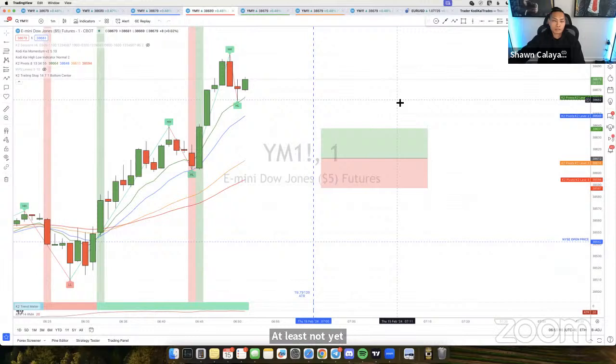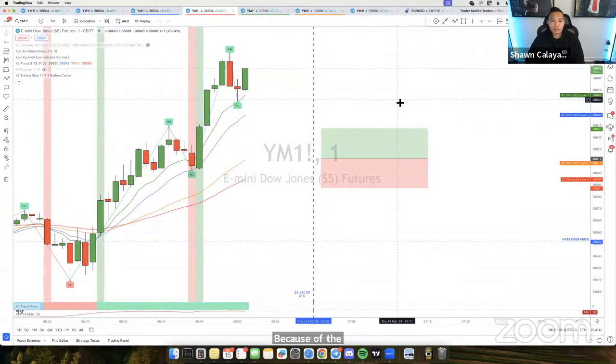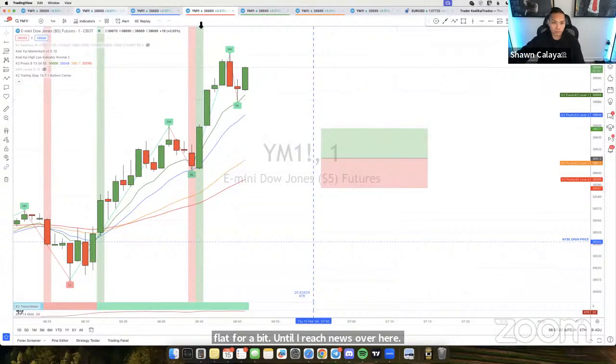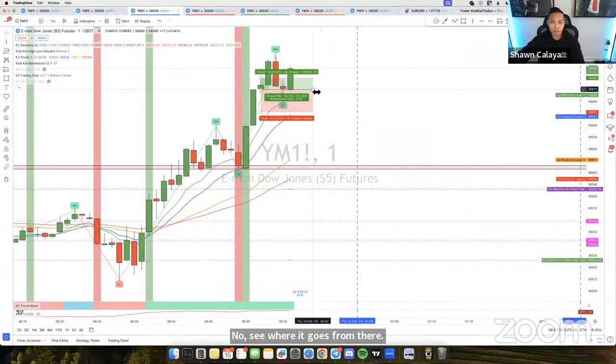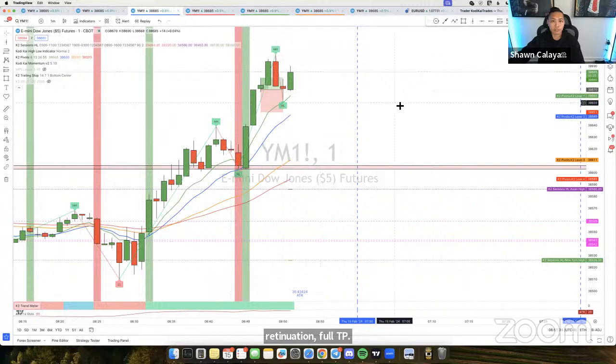All right, so here goes with this. I think the volatility is probably going to be a little low right here because of the news. Obviously, price is just going to stay flat for a bit until we reach news over here. And then we'll see where it goes from there. But yeah, there goes the first entry for the day. Breakout V, the recontinuation, full TP. If we have another entry here, I'll mark it up for you guys, but there's nothing here just yet.